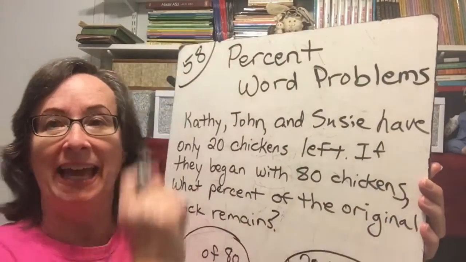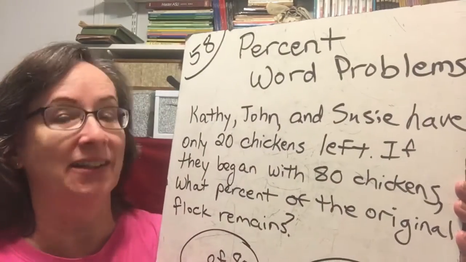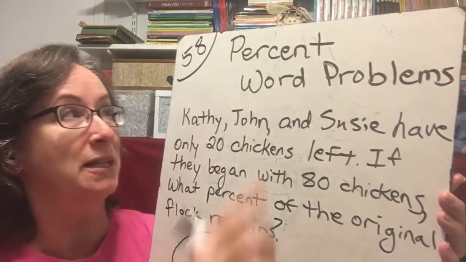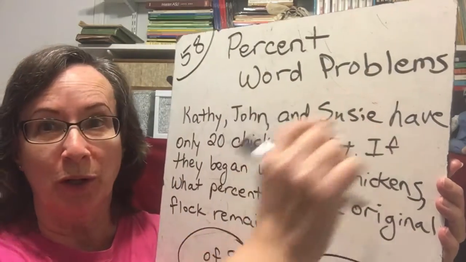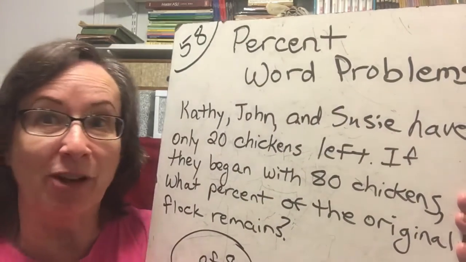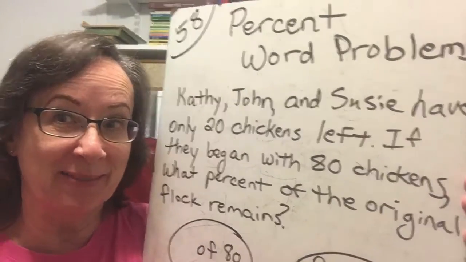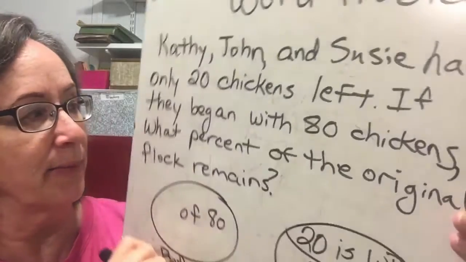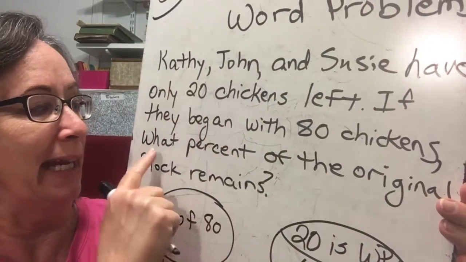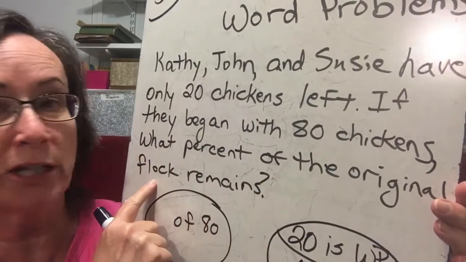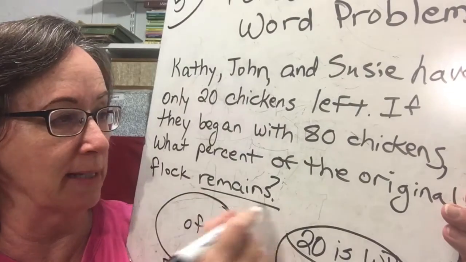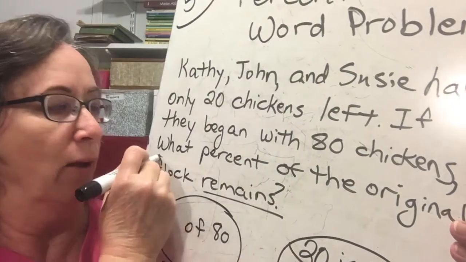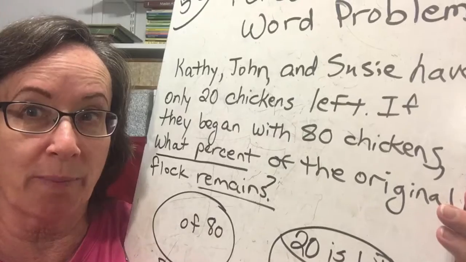Today, we're looking at lesson 58 in our Saxon Orange Books, and we're talking about percent word problems. And we have our first word problem here. Kathy, John, and Susie have only 20 chickens left. If they began with 80 chickens, what percent of the original flock remains? Okay, so the question is, what percent remains?